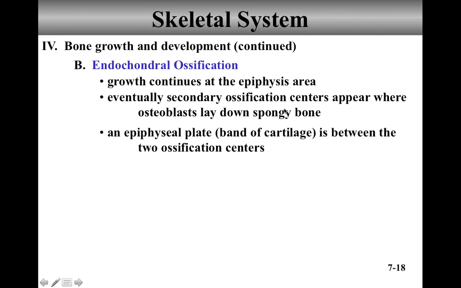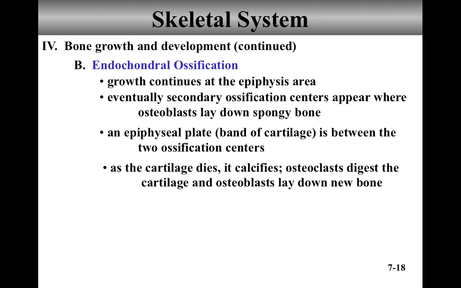The secondary ossification center appears. That's where we left off last time. Osteoblasts lay down spongy bone, and we end up with our epiphyseal plate, which is this little bit of cartilage, which we call the growth plate. So the cartilage eventually dies. It eventually becomes bone, and when it does that, you are done growing vertically.